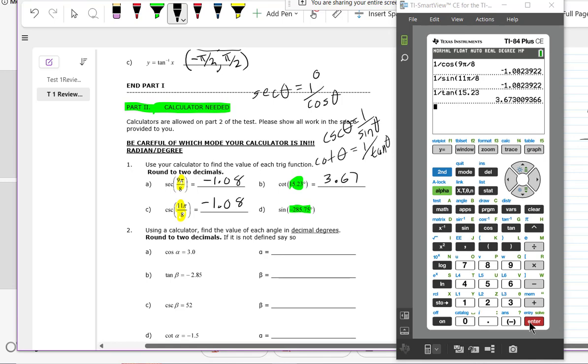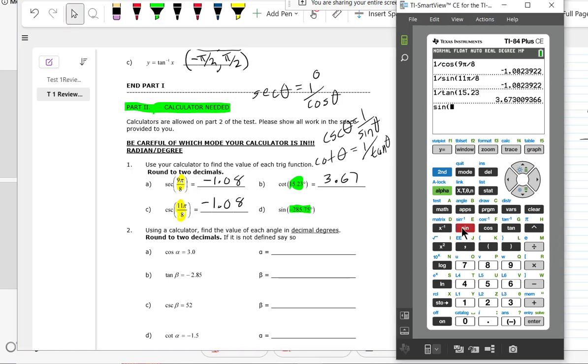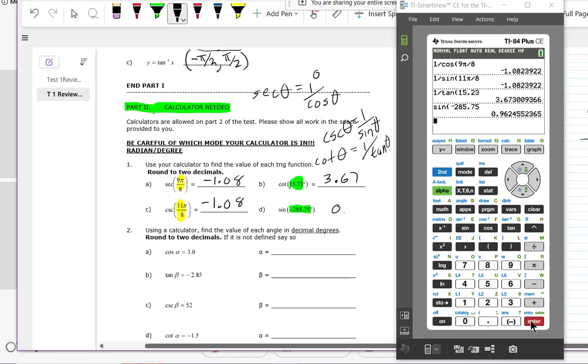Your answer is a number. Your answer is not degrees. Okay, next one. You have a sine button, so you just put this in. You'd have negative 285 and 0.75 like this, and then that will give you the answer, which is 0.962. So that is how you do the six trig functions on your calculator.